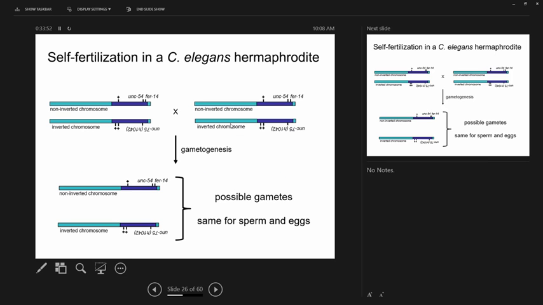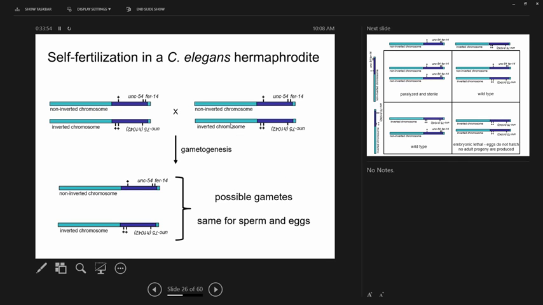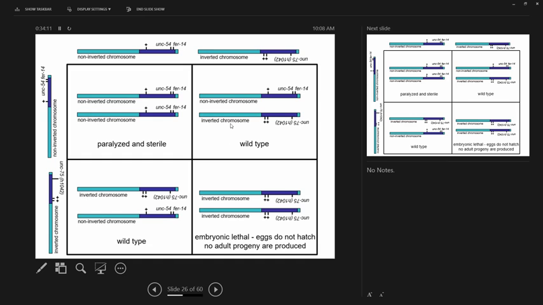Oh, whoops, never mind, I have this one first, sorry. If you cross this one to this one, and really we're not doing a cross, we're maintaining it in a hermaphrodite, so the sperm and the egg are the same thing. Here are the possible gametes, just like what we showed on the previous page.